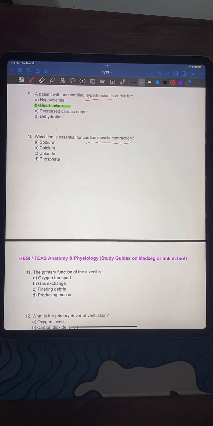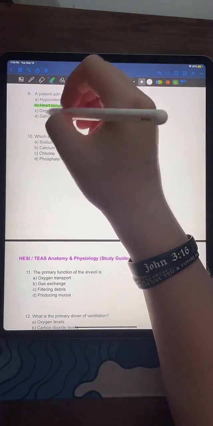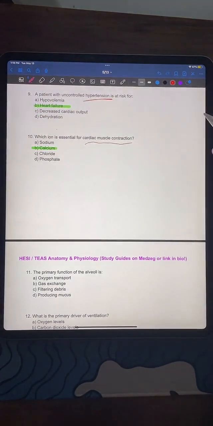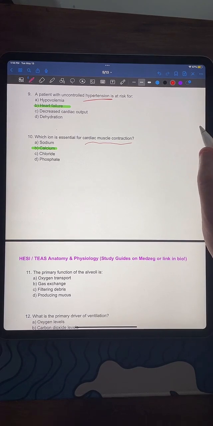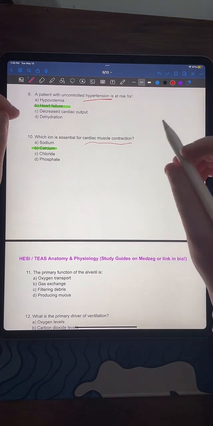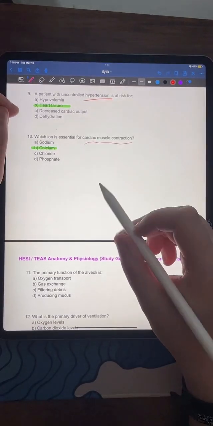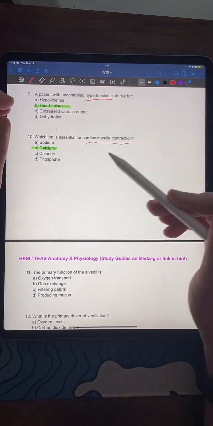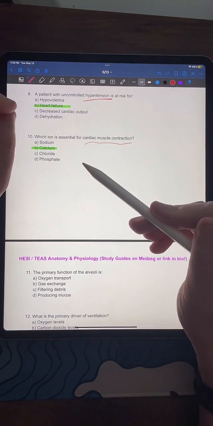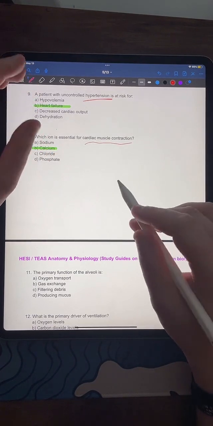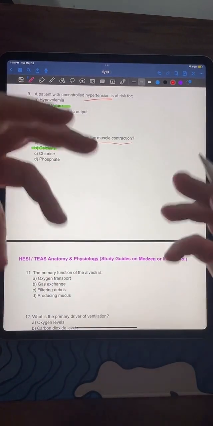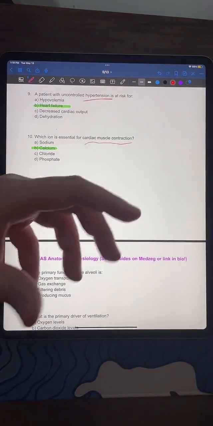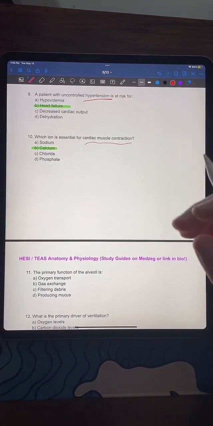And the answer is B, calcium. So sodium is important for action potentials, but not the contraction itself. Calcium is required for muscle contraction. Calcium is going to bind to troponin, which is going to remove tropomyosin off of actin active sites. Myosin heads are going to latch onto the actin, pull it towards the center of the sarcomere, giving us our contraction, which makes calcium essential for cardiac muscle contraction.